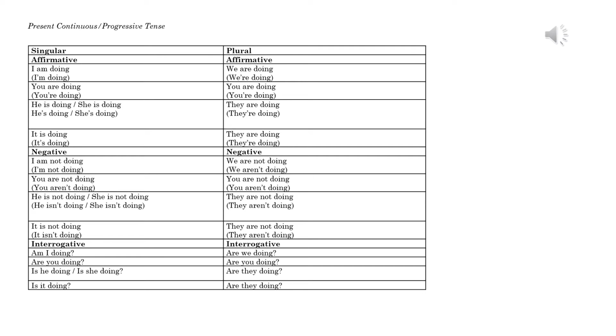Present continuous or progressive tense. Affirmative. I am doing. I'm doing. You are doing. You're doing. He is doing. She is doing. He's doing. She's doing. It is doing. It's doing. We are doing. We're doing. You are doing. You're doing. They are doing. They're doing.